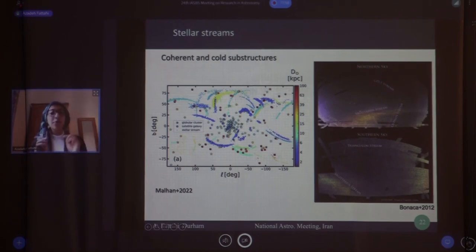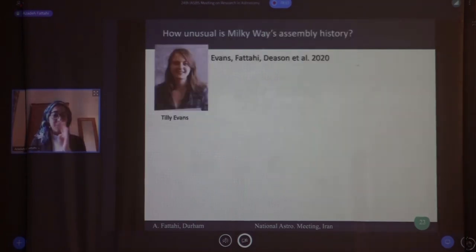They are thought to be mainly originated from globular clusters because of their narrow and cold dynamics. Now the community has uncovered a lot more of these substructures. And because of time, I don't think I'll have the time to go into the detail of my next slide. I'll give you the teaser, and please feel free to go and look at Tilly's paper.